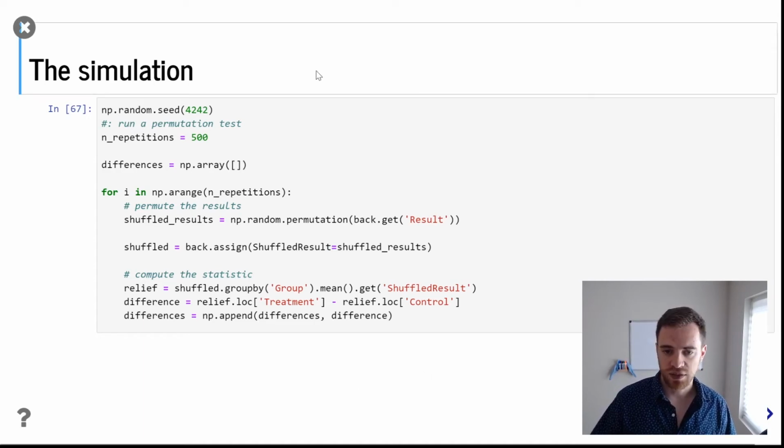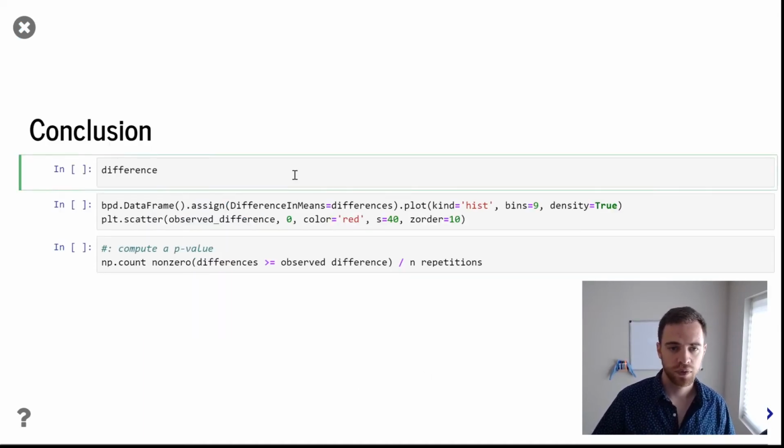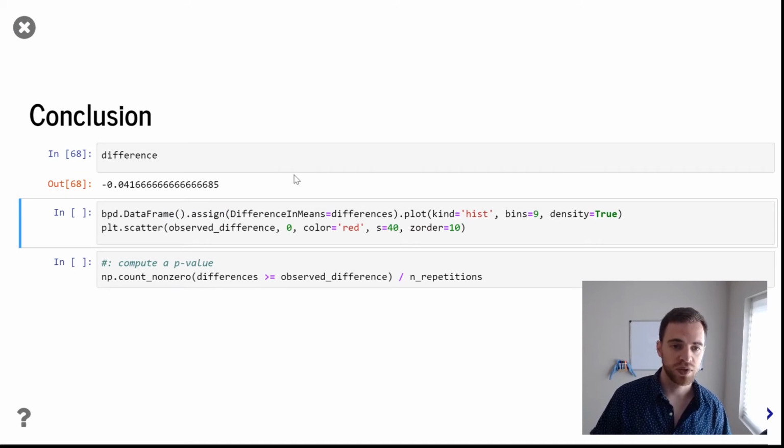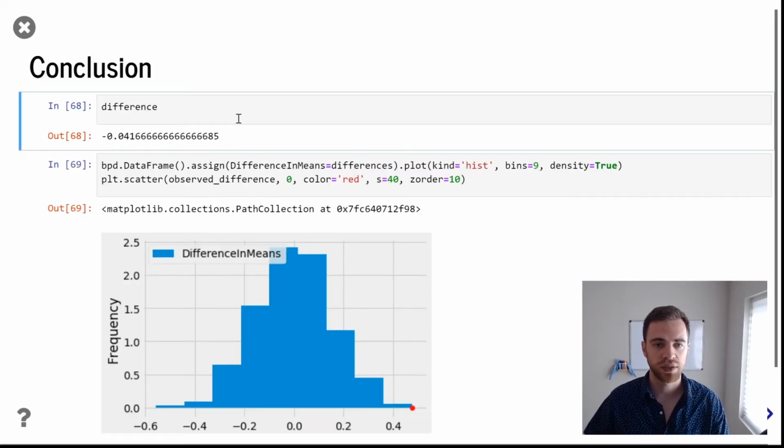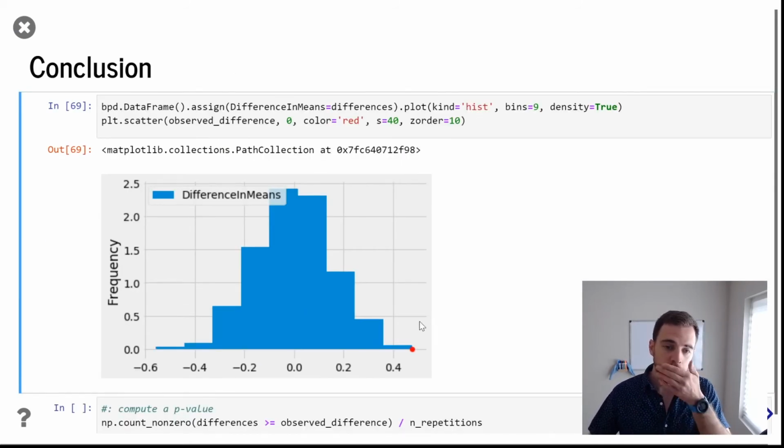Now let's look at the distribution. So remember, the difference we saw was, I don't actually need that. Here's our distribution. We saw that on average, the difference between the groups was 0 under the null hypothesis. Remember, the null hypothesis is there is no difference between the groups. Okay, so the 0 makes sense.